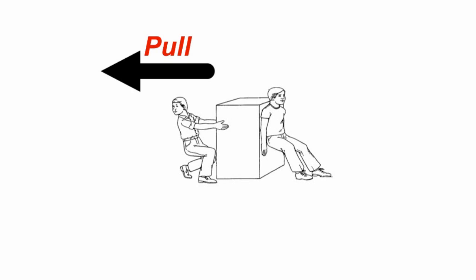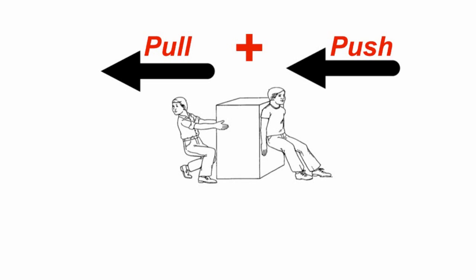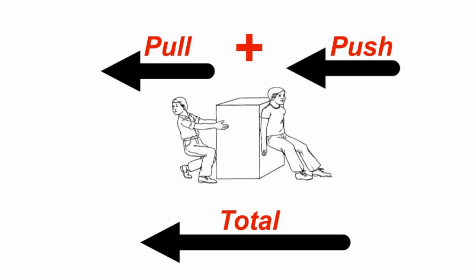In this case, we have a girl pulling on a box to the left, and we have a boy pushing on the box also to the left. Now, because these forces are in the same direction, they're actually going to add together. And the total force is going to be the sum of the two individual forces.